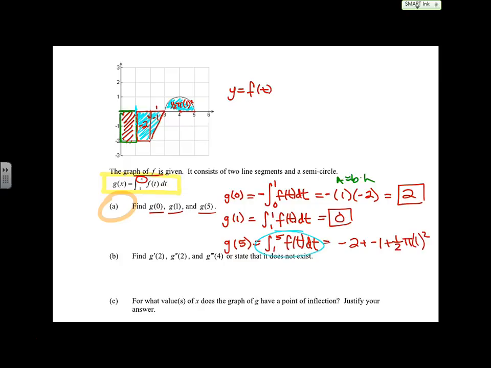Kiddos, I'm going to make a huge point right now. Box this answer. Tell yourself, do not simplify. You do not need to, and time and time again, I see kids simplify. Letter A is all about area.